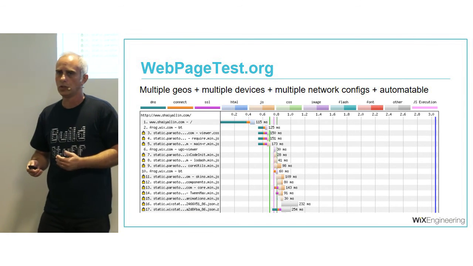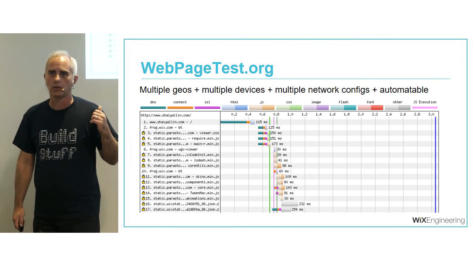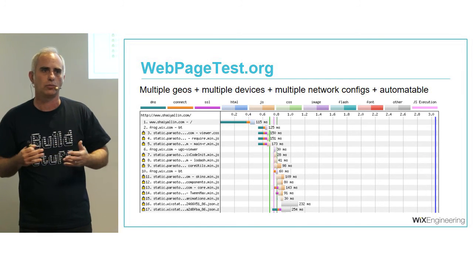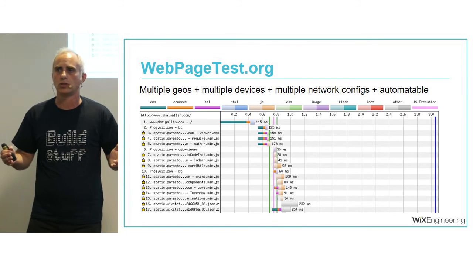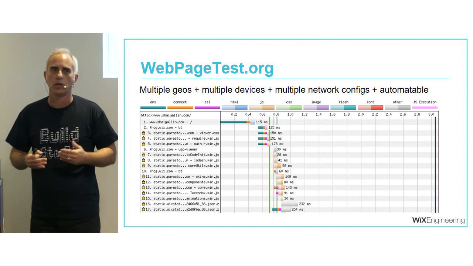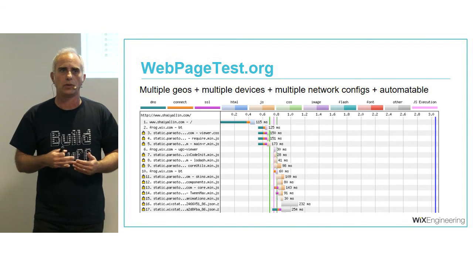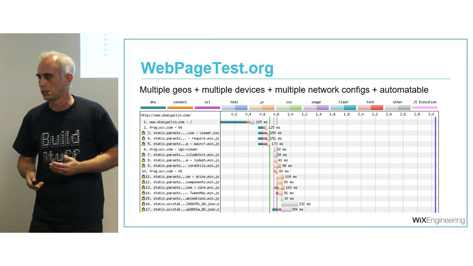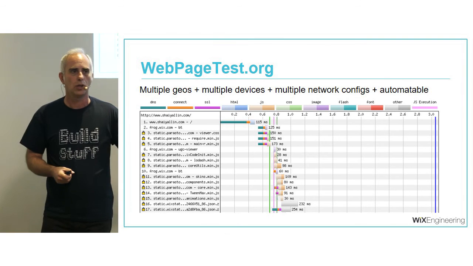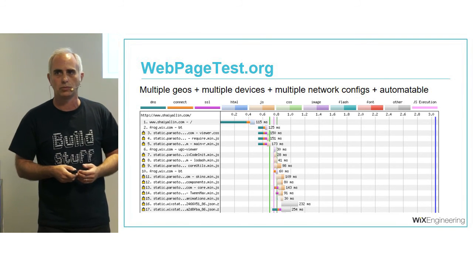And in addition, you can even automate this, so you can prepare your own set of virtual machines to run tests from various locations in the world, and you can get notifications and warnings if you see that your performance is, let's say, degrading beyond a certain point. So if you've got an automated process for deployment, you can include this as part of your automation.